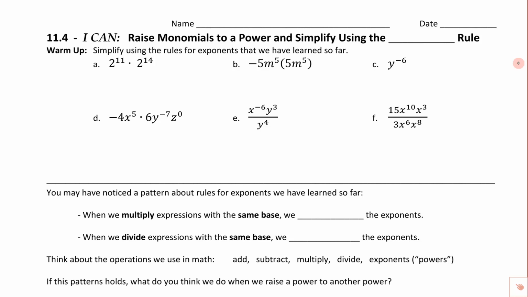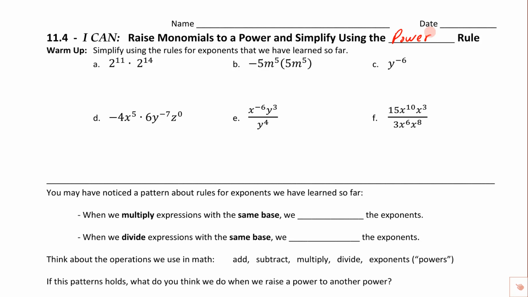Okay, last new rule for working with exponents. We are going to make some adjustments to the things that we've learned about these rules as we go along through the rest of the chapter. But for now, let's cover 11.4, and this is the last idea we want to cover. In 11.4, I can raise monomials to a power and simplify using the power rule.